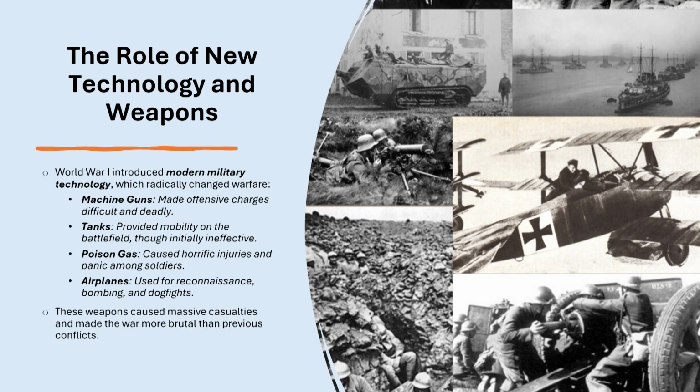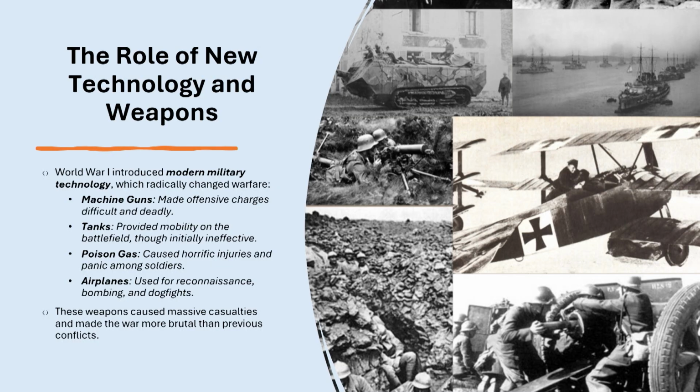The role of technology and weapons. World War I introduced modern military technology, which radically changed warfare. Machine guns made offensive charges difficult and deadly, hence the stalemate on the Western Front. Tanks provided mobility on the battlefield. Though initially ineffective, they eventually are the thing that breaks up the stalemate on the Western Front by being able to allow armies to overrun trenches.